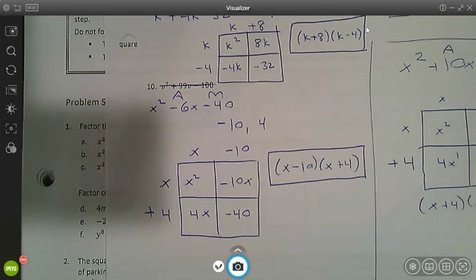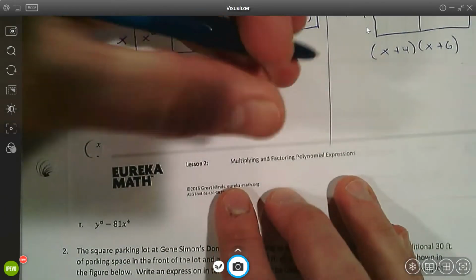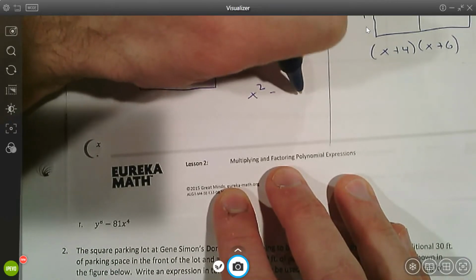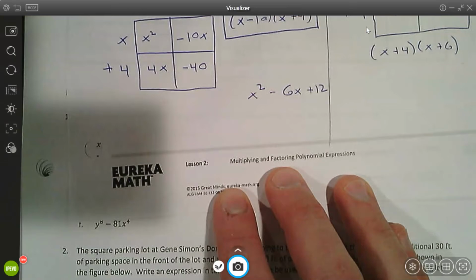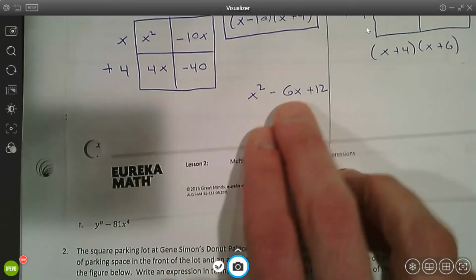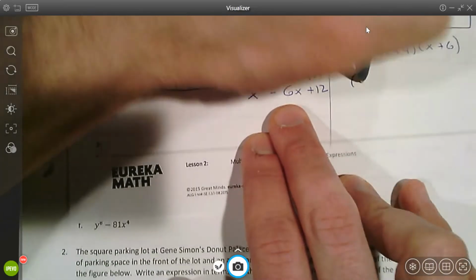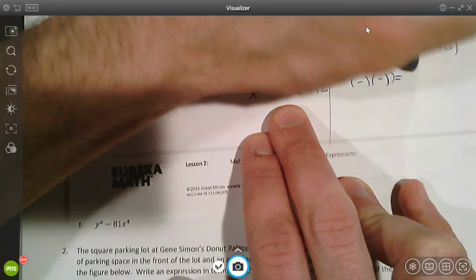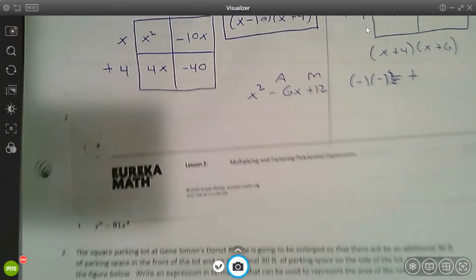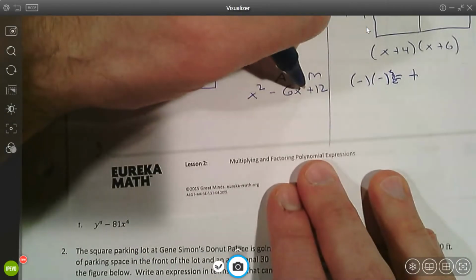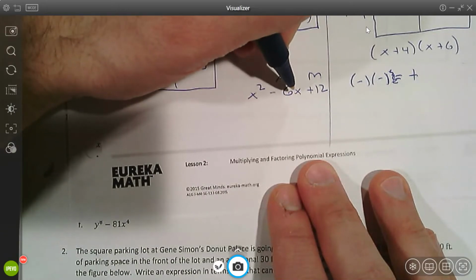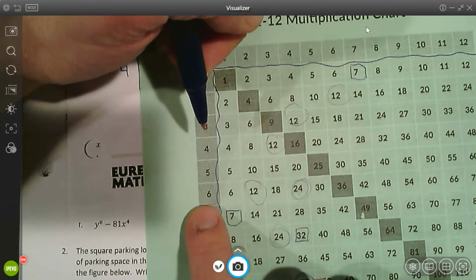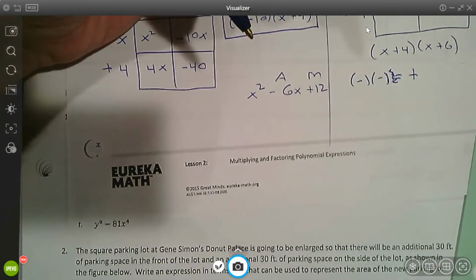The very last scenario we're going to look at is if we have a negative and a positive. So if I have x squared minus, let's go minus 6x plus 12. Well, the only way I can get numbers to add up to a negative and multiply to a positive is if I have a negative times a negative. A negative times a negative equals a positive. So now I really need numbers that multiply to 12 to add to 6. I'm talking about 4 and 3. Those add up to 7. 6 and 2. Those add up to 8.